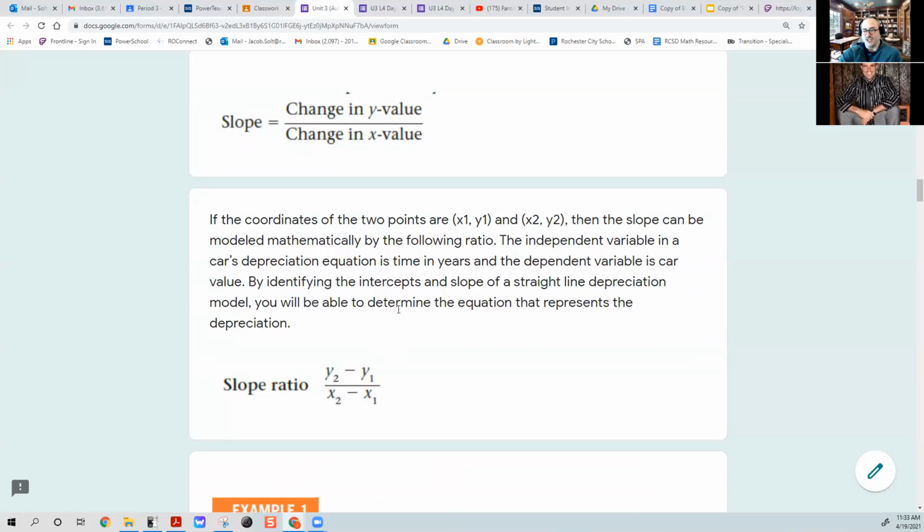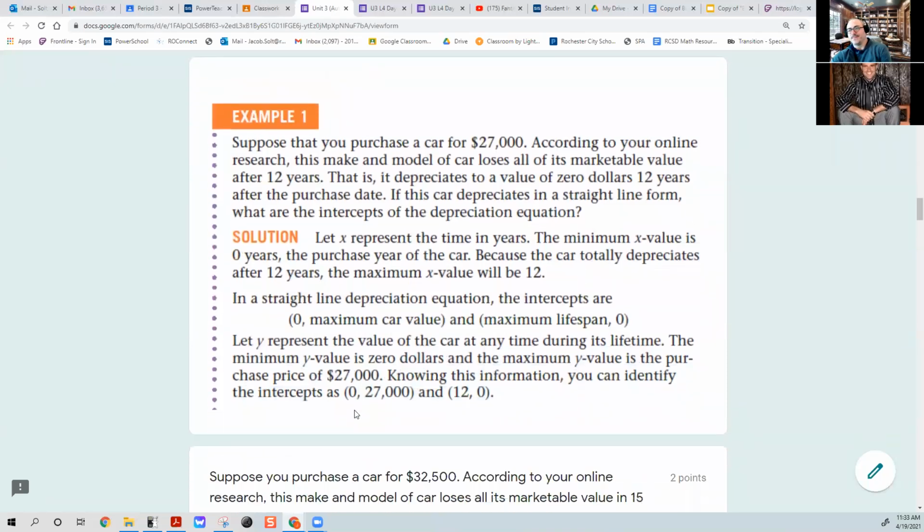So here we have these two coordinates, right? To calculate the slope, we'll take y2 and subtract y1. y2 minus y1, that's the change in the y values. Then I'll look at the change in the x values, x2 minus x1, right? So I take the change in the y values divided by the change in the x values, and that becomes my slope.